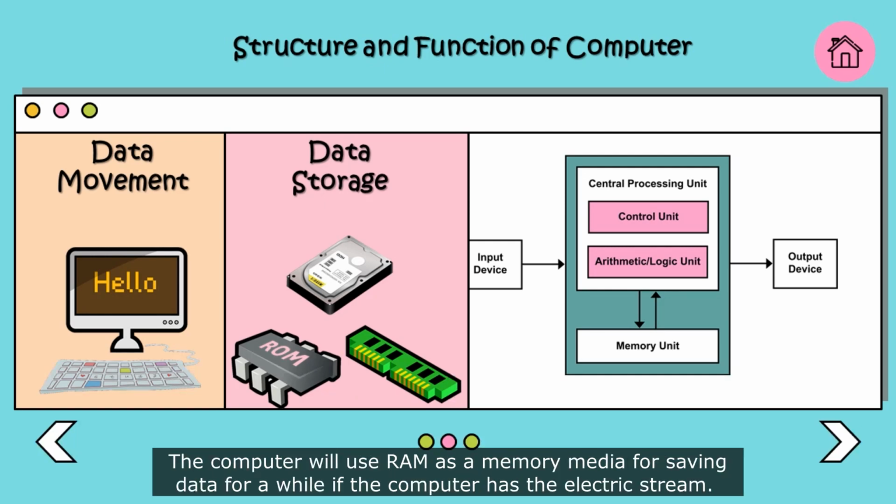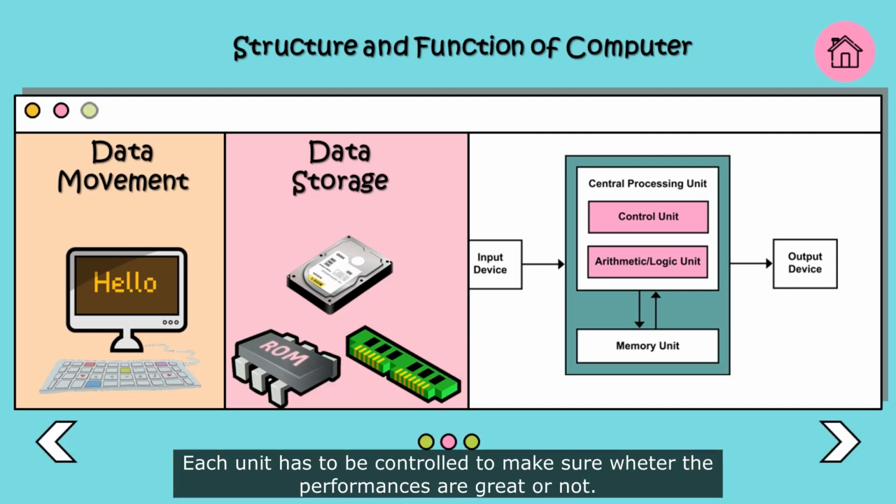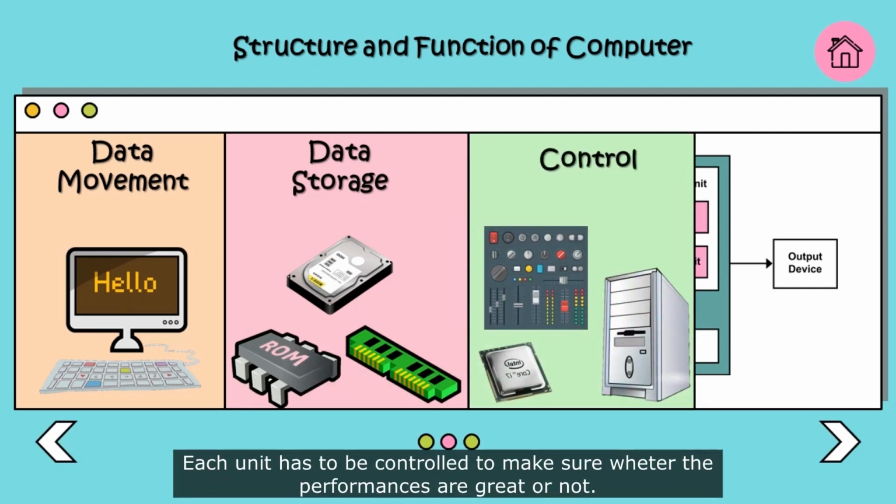The computer will use RAM as a memory medium for saving data for a while. If the computer has no electric stream, the data will not be available to be accessed after the computer is off. The data will be saved permanently in the ROM. Each unit has to be controlled to make sure whether the performance is great or not.